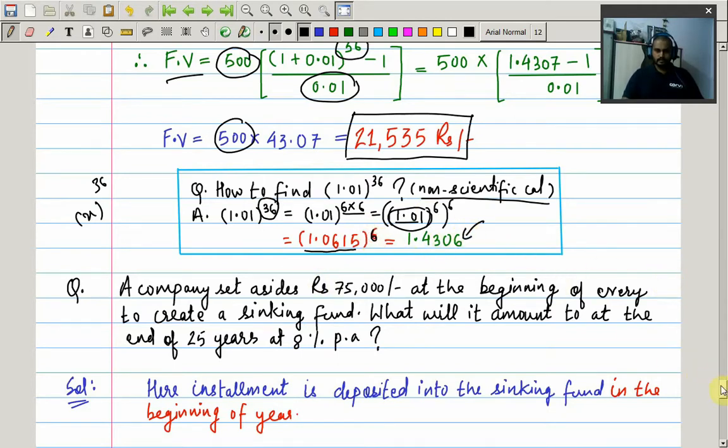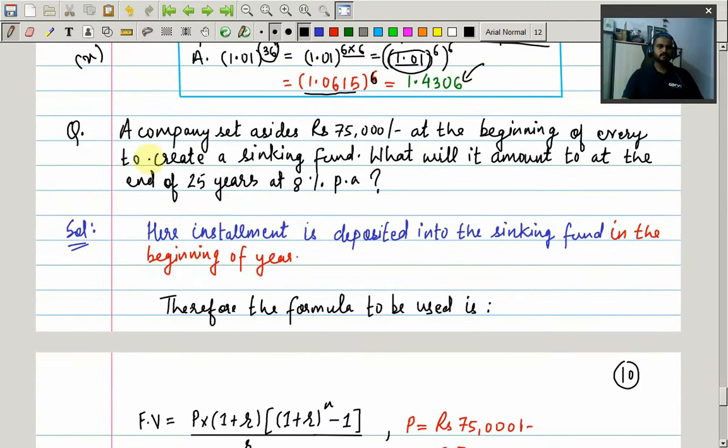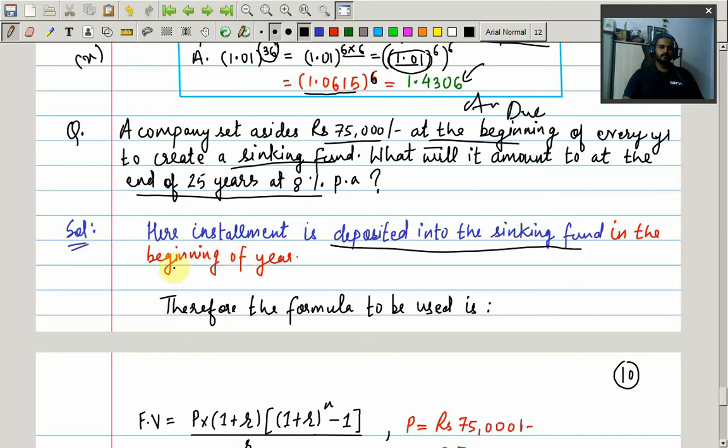Let's take one more question. A company sets aside 75,000 at the beginning of every year to create a sinking fund. Okay, so at the beginning, so this is my annuity due. What will it amount to at the end of 25 years at 8% per annum? So here the installment is deposited into the sinking fund at the beginning of the year. Therefore, what formula will we use? We will use the formula for annuity due.